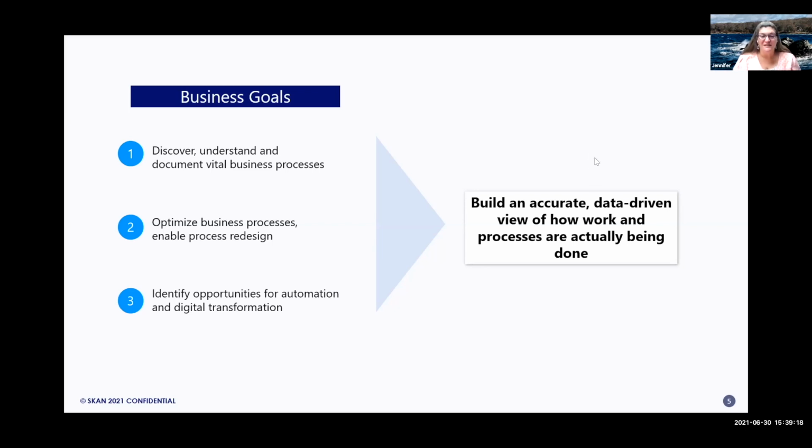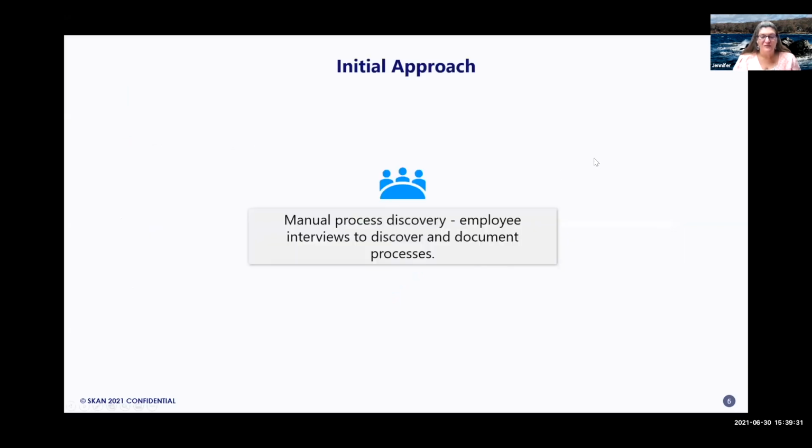And in a lot of cases, it becomes a real challenge to make sure that you've got the right information, that accurate information, to be able to make those decisions. So the initial approach is typically manual, right? And there are a lot of challenges with manual processing.